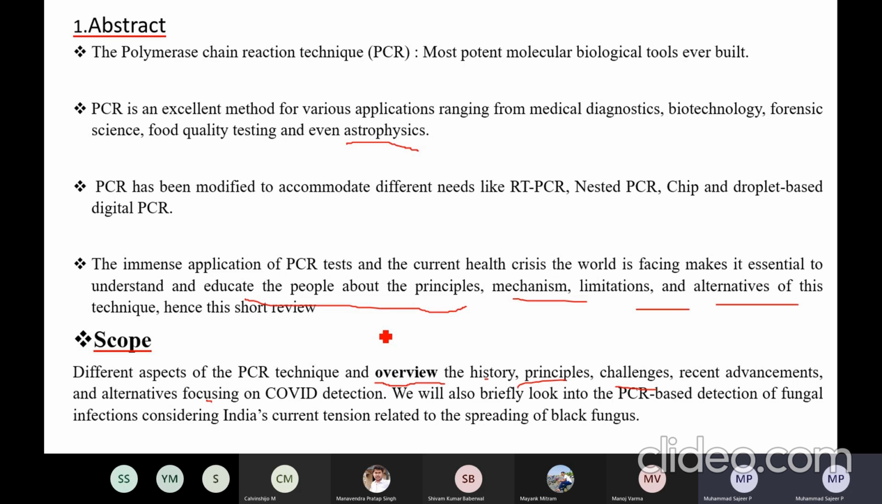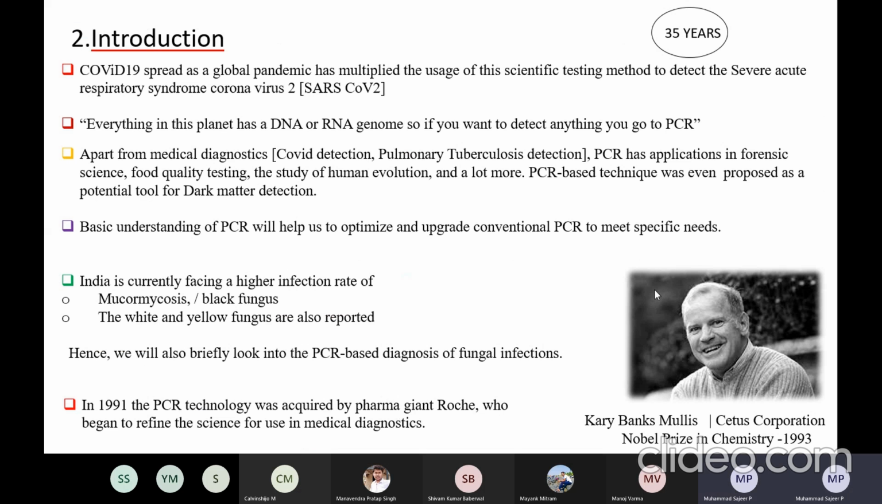We'll also look into the PCR-based detection of fungal infections, considering India's current situation that has led to the spreading of black fungus. It has been around 35 years since PCR was developed. The person smiling at the right side corner of this slide is an American biochemist, Kary Mullis, who was working at Cetus Corporation at that time. His story is really interesting. I will just mention a few lines about that.